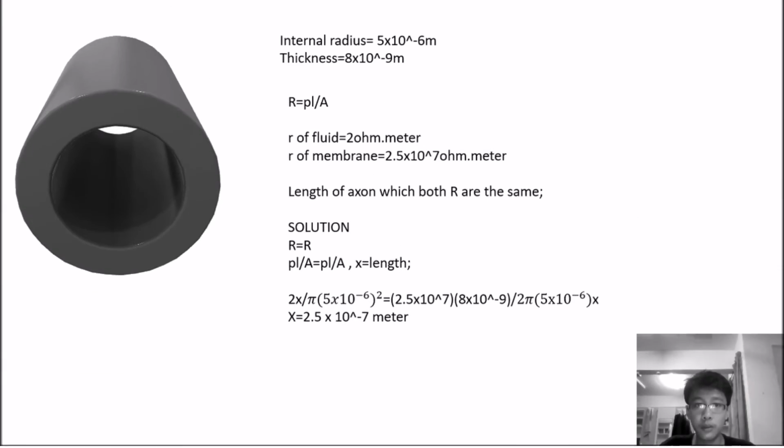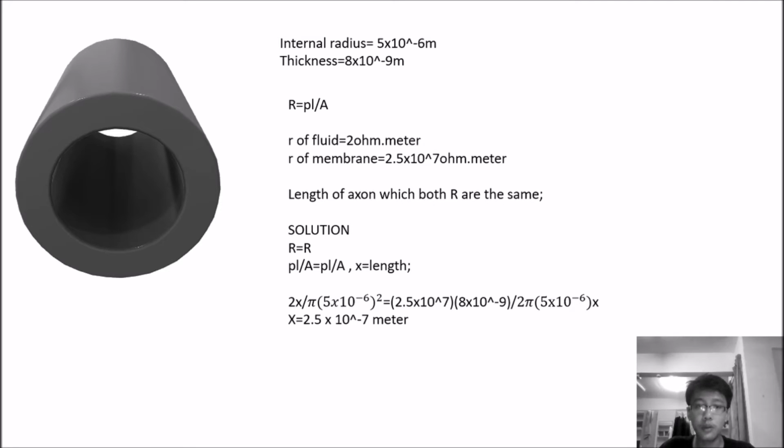It's about question number 3. So the question asks, what is the length of the axon tube so that the resistance of the fluid inside the axon tube will be the same as the resistance in the membrane. So the basic information given is still the same: internal radius is 5 micrometer and the thickness is 8 nanometer, and we are still using the same formula, resistance equals resistivity times length over area, and the resistivity is the same as given in the questions before.